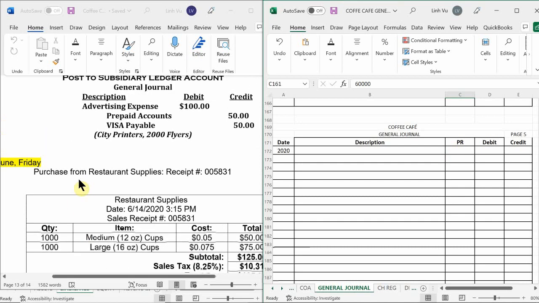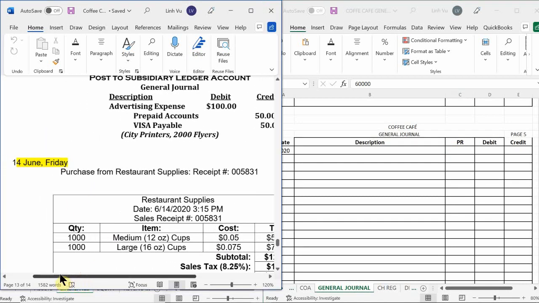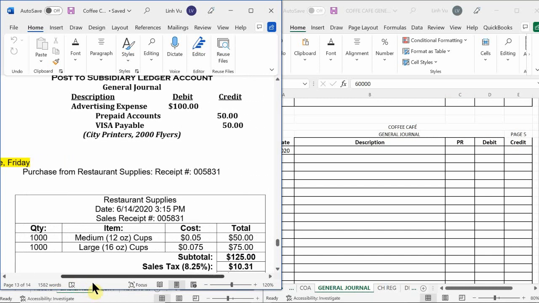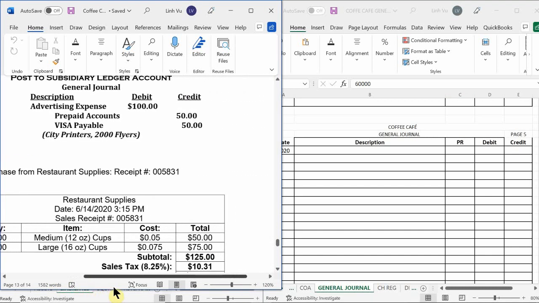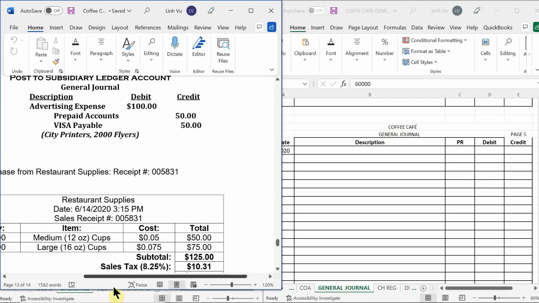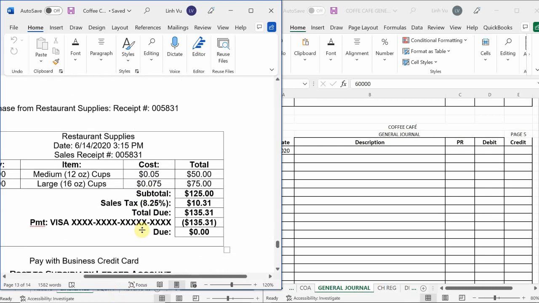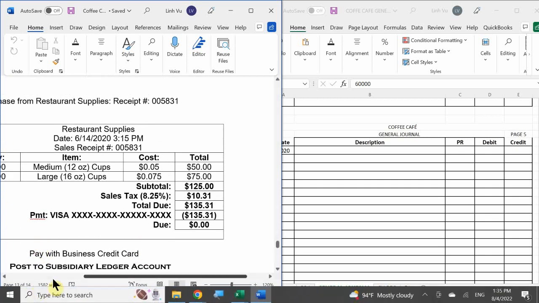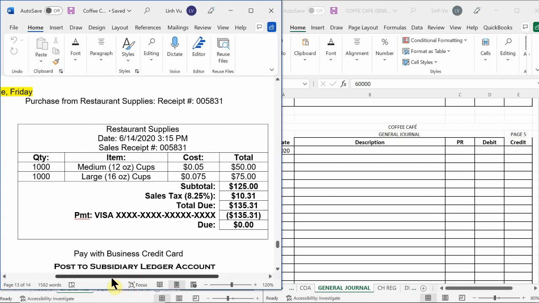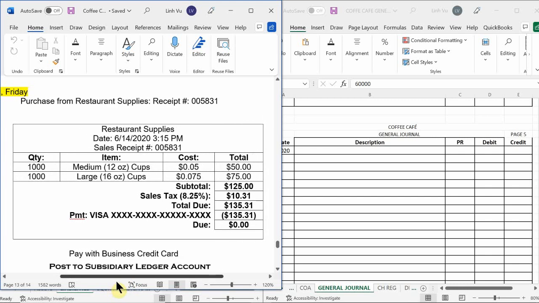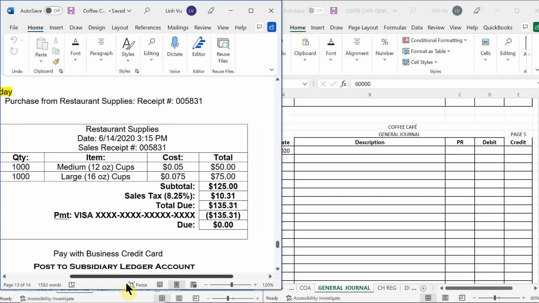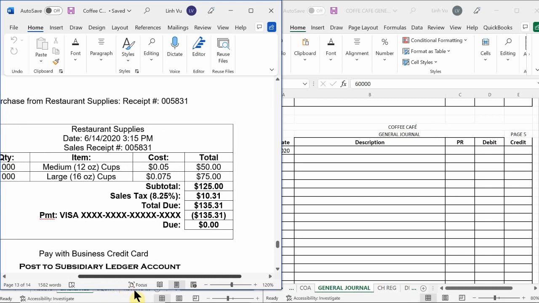On that same day, Friday, June 14, we end up purchasing from Restaurant Supplies. Here's the receipt number 5831. Let's see what we have here. What did we buy in store? We bought 1,000 medium coffee cups, and we bought 1,000 large coffee cups. It is for us to use at the store, right? Not to sell.